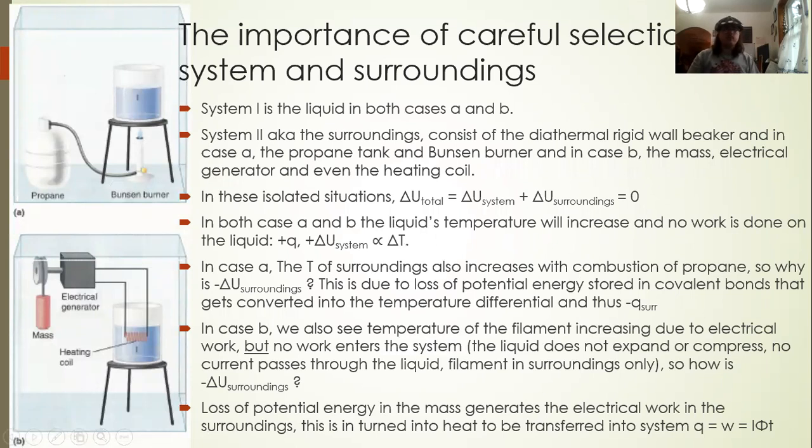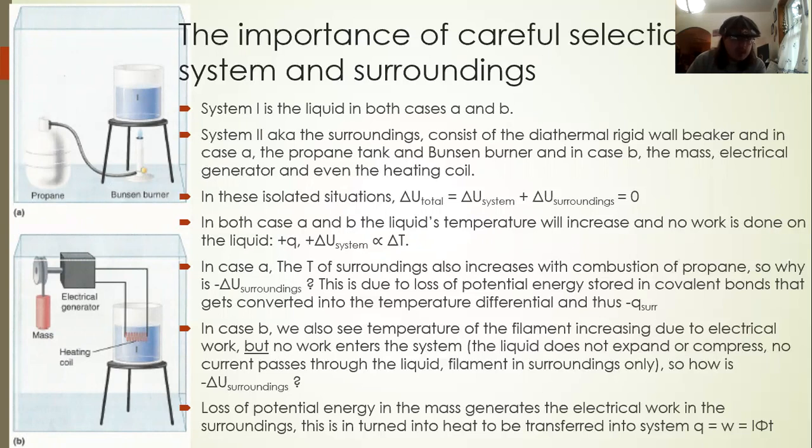Now we have to watch out very carefully when we consider system and surroundings in order to fully comprehend and understand some of these things. Depending on how you set up the systems and surroundings, things can get a little crazy. So we have example A and example B. In example A, we have a beaker, and a Bunsen burner with a propane tank, and we're heating up the beaker.